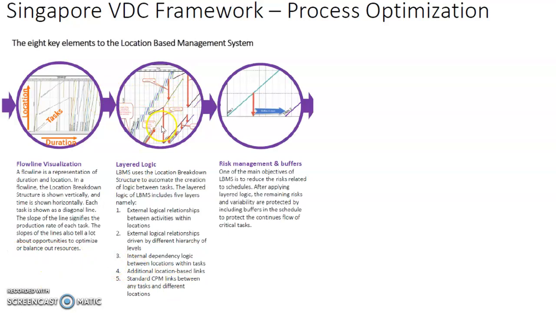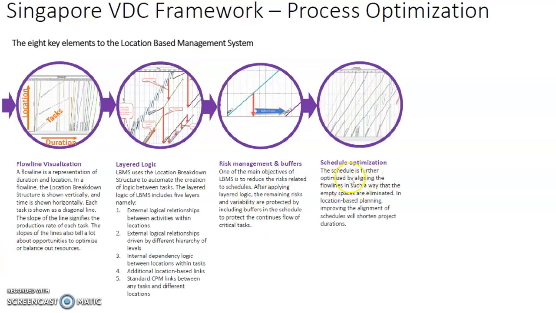Once the logical links between the various tasks have been identified and indicated, we will then go into the risk management and the calculation of the buffers. One of the main objectives of the location-based management system is to reduce the risk related to schedule. After applying layered logic, the remaining risks and variabilities are protected by including buffers in the schedule to protect the continuous flow of the critical path.